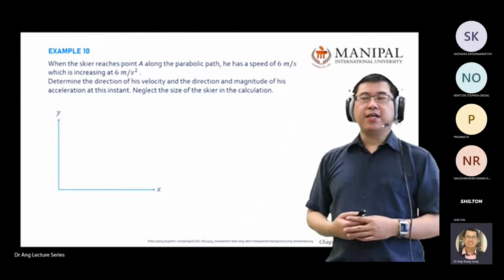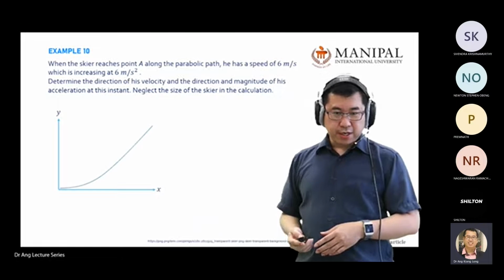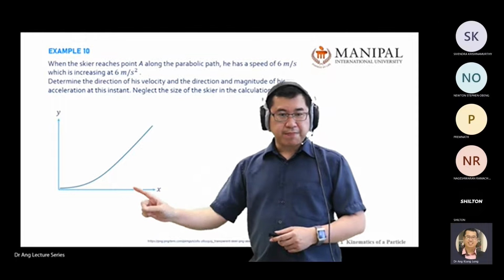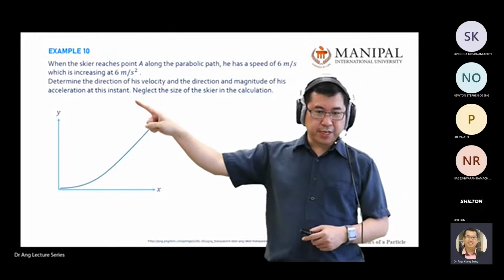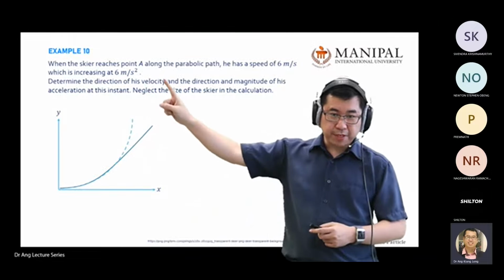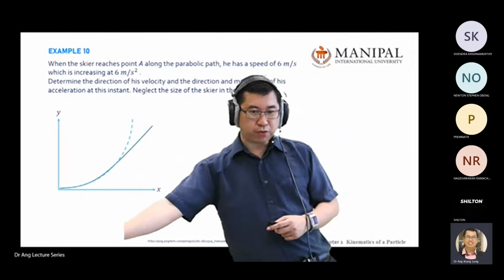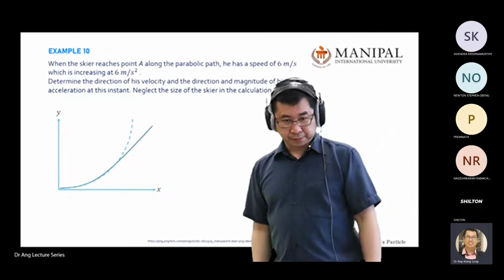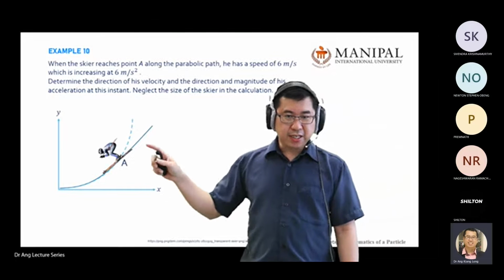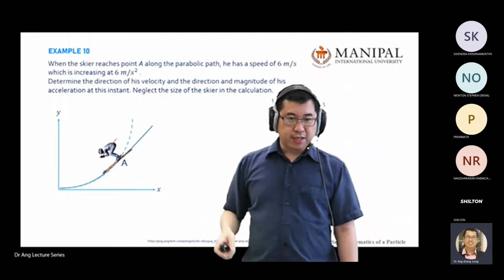All right. If you have the tutorial handout, you'll see the photo right away, but I'll give you some info first. In the photo in your tutorial handout, you will see two axes, X and Y, and this is a hill. The skitter will skid from somewhere, follow the parabolic path, and land here, then continue to follow the path of the mountain. At that point A, the skitter has a speed of 6 meters per second and continues to increase in acceleration at 6 meters per second squared.